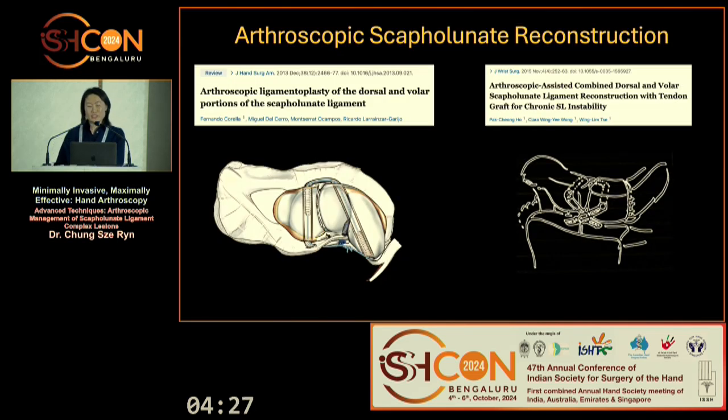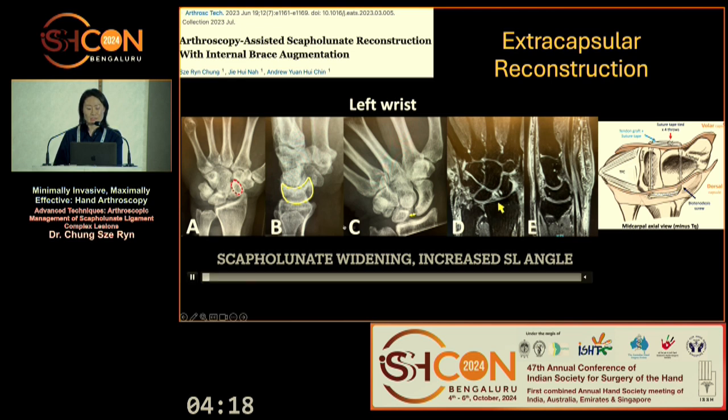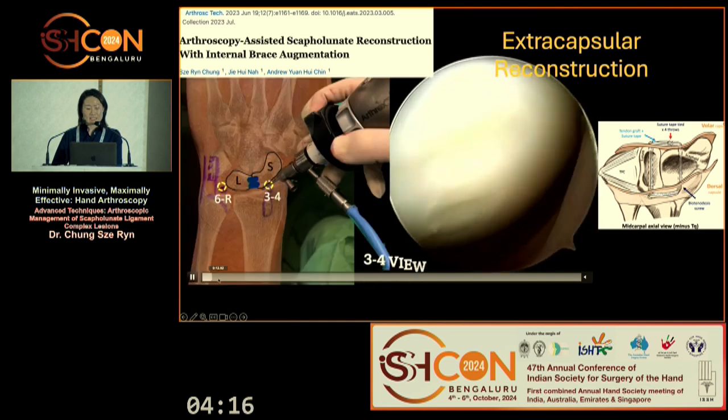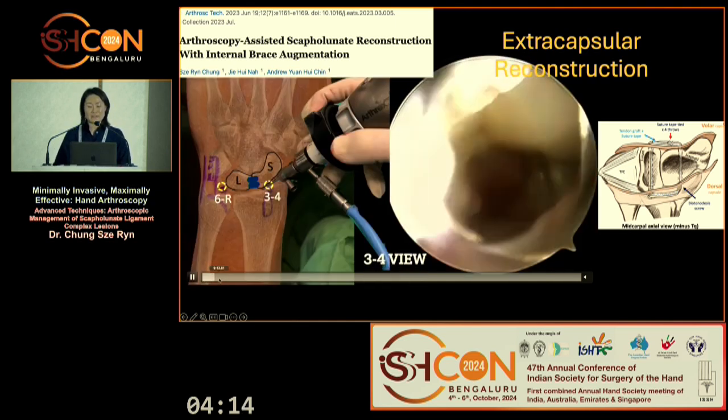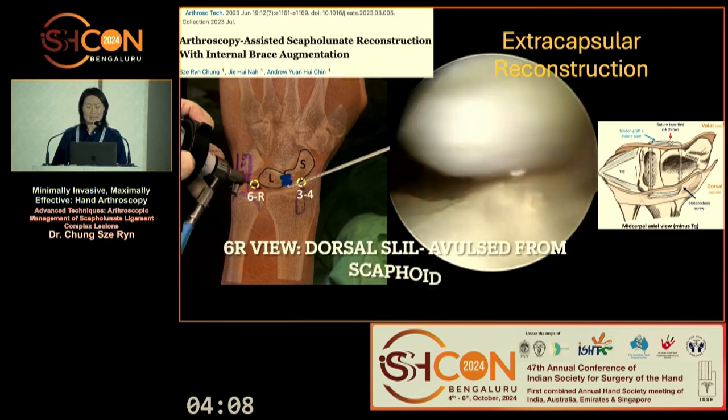Scapholunate reconstruction has been described arthroscopically, with a few techniques there, but the technique that I use is the extracapsular reconstruction. And you can see this is a static scapholunate dissociation. I start with the 3-4 portal. You can see that there is a very thick scar in the scapholunate joint, and the scaphoid is subluxed and flexed. You can see a big gap over there.